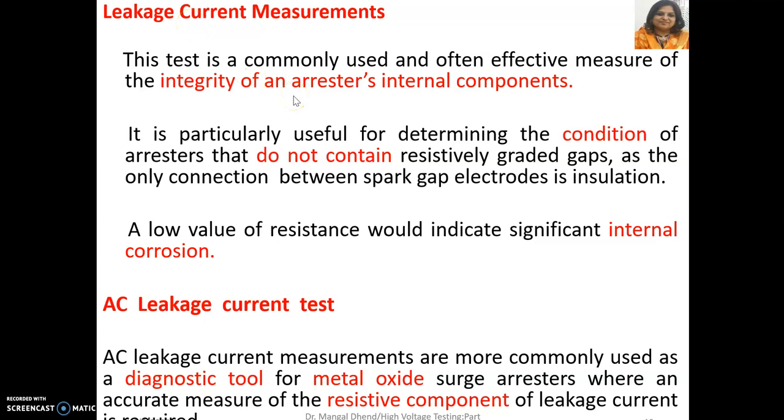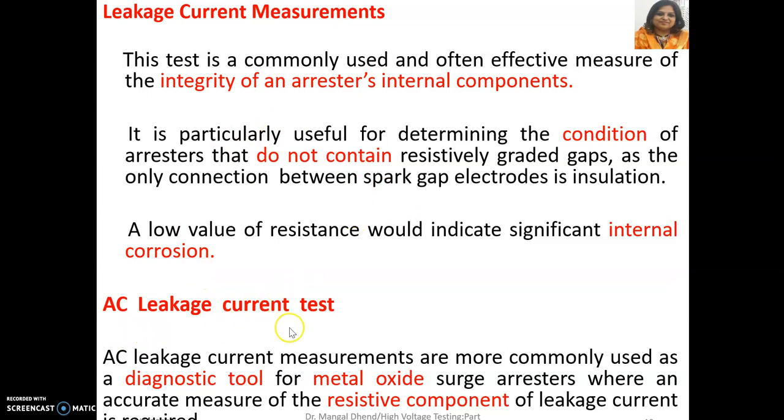This test is commonly used and is an often effective measure of the integrity of the arrestor's internal components, meaning the performance of the arrestor's material. It is particularly useful for determining the condition of arrestors that do not contain resistively graded gaps, as the only connection between the spark gap electrodes is insulation. Some arrestors have a nonlinear resistance in series with the gap, so gap resistance is also there. You have to find out whether it is taking higher leakage current or not. A low value of resistance would indicate significant internal corrosion. Leakage current should be low, so you can say that internal corrosion is very little. But if aging occurs, this current will be higher.